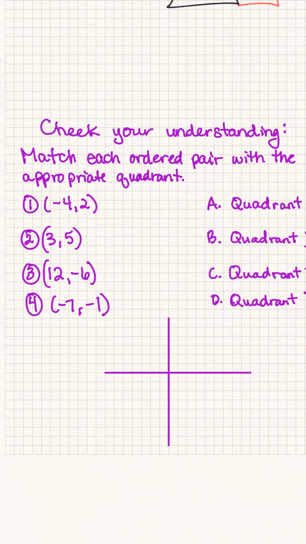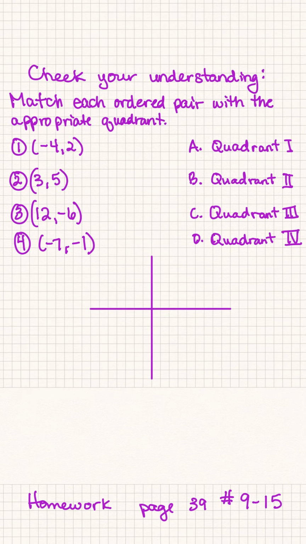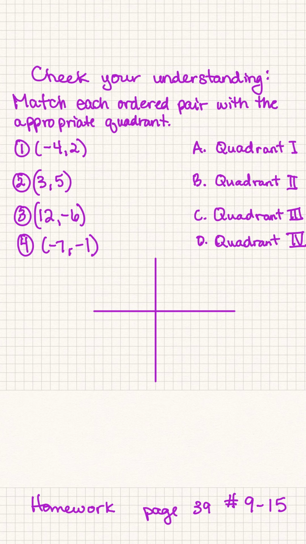Okay, so check your understanding. Match each ordered pair with the appropriate quadrant. So -4, 2. So this is the x, this is the y. X always goes first. So x, back -4, 1, 2, 3, 4, up 2, 1, 2. What quadrant is this? We always start here.